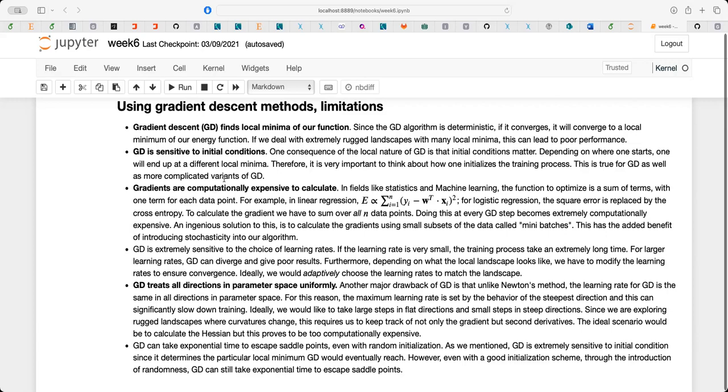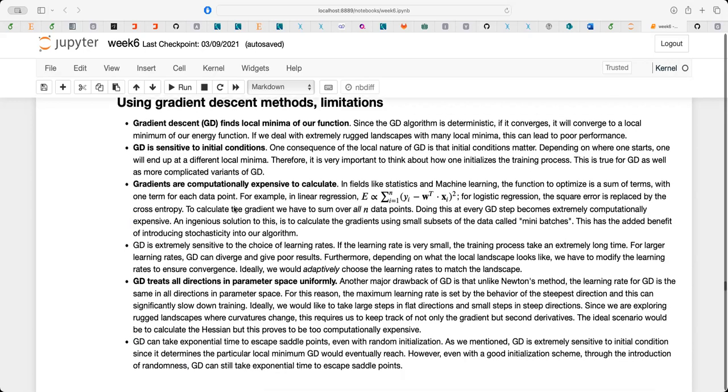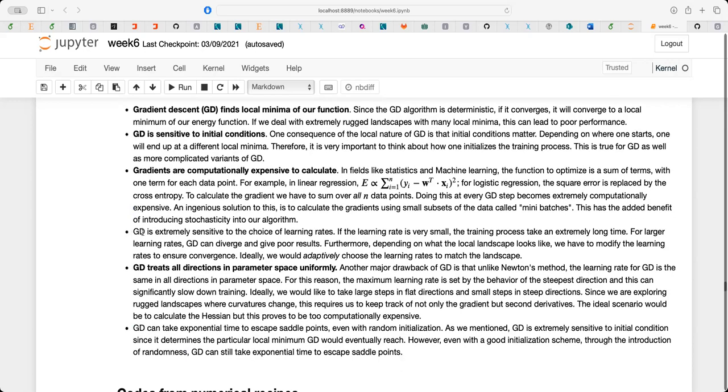They are, as you will see, computationally expensive to calculate. And if you're dealing with machine learning or statistics, the function to optimize is a sum of many terms with one term for each data point. And that becomes time consuming in addition. It's extremely sensitive to the choice of learning rates. So you may not know what the best learning rate is.